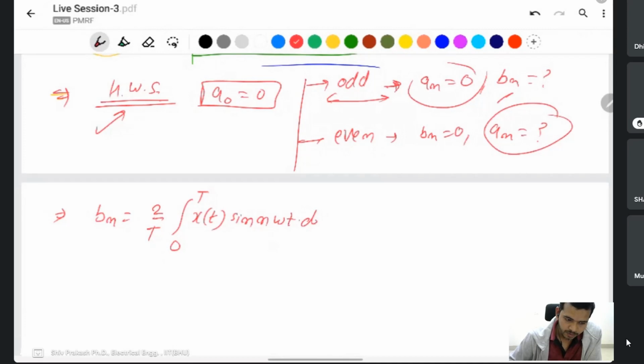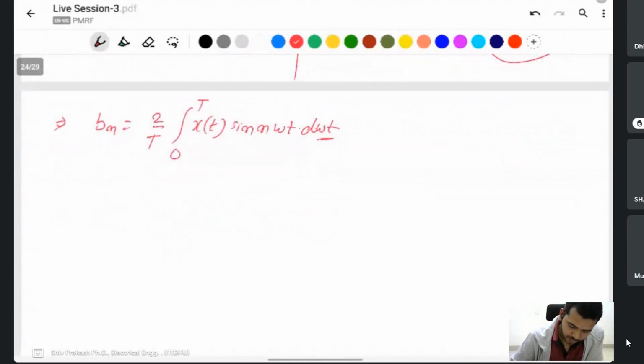d omega t. It's dt, sir. If time is taken in degrees, then you simply take d omega t. I will take the time period in degrees, 2π. If you take time in seconds, then you put dt. So, 2 by 2π integration.